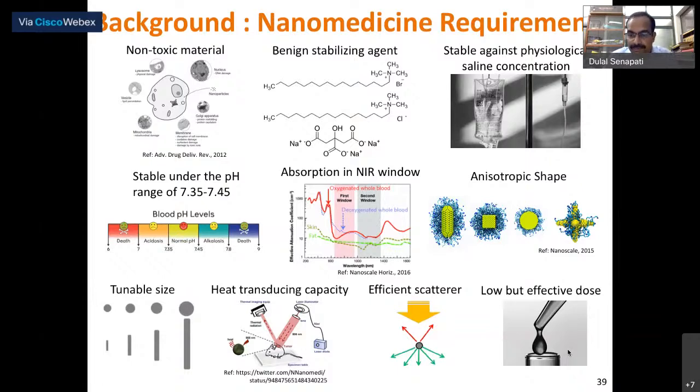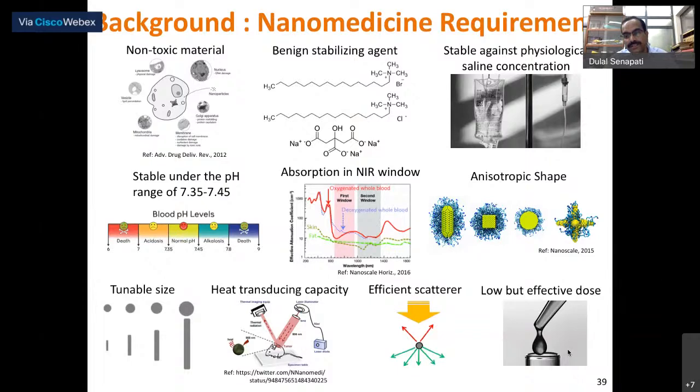Also, we now have the ability to synthesize them anisotropically. Due to this anisotropy, we can excite the tip structures or the edge structures, and those are highly Raman active. So we can detect them very nicely.